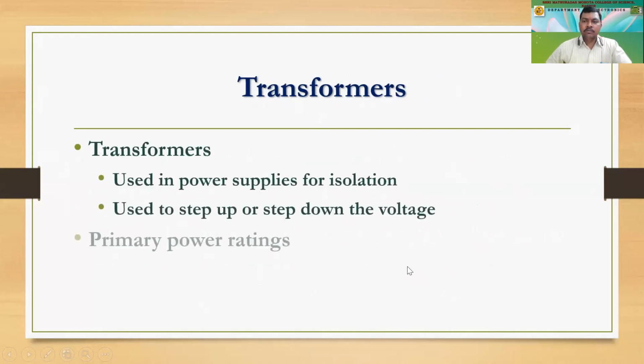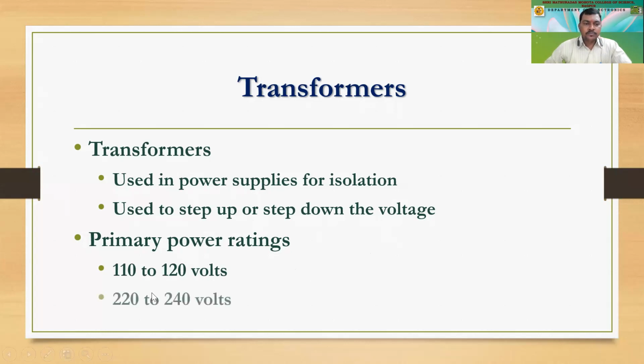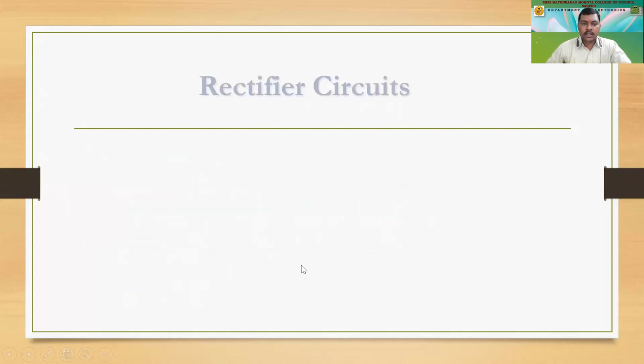What is a transformer? It converts a higher AC into a lower AC or vice versa. We have two types of transformers: step up and step down transformer. In our requirement, we are using the step down transformer, which converts a higher input voltage into a lower output voltage. These are some of the power ratings which we use for the primary windings of the transformer.